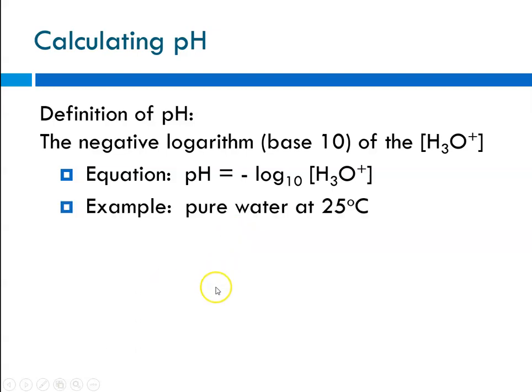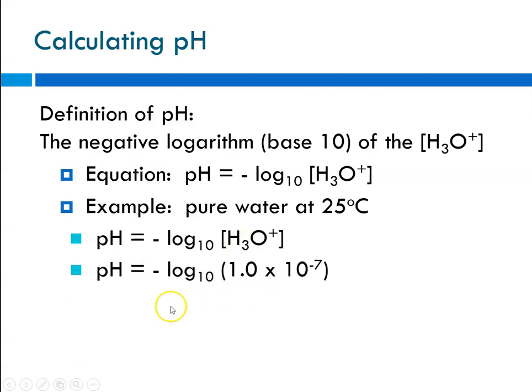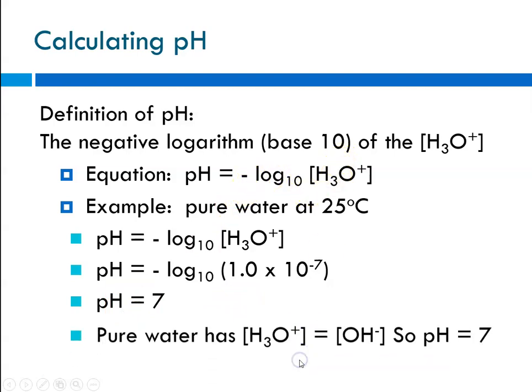So example, in pure water at 25 degrees C, the pH is minus the log base 10 of the hydronium ion concentration, and we've said that that value at 25 degrees C is 1 times 10^-7. So if we take minus the log of 1 times 10^-7, we get 7. So again, pH 7, that value that you've heard probably before in your lifetime, pH 7 for neutral water comes from the fact that pH is defined as minus the log base 10 of the hydrogen ion concentration.